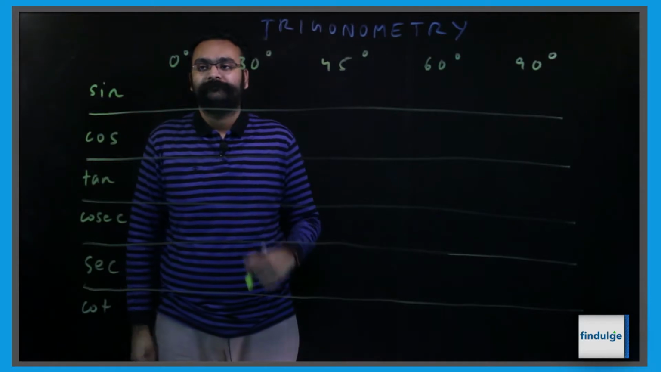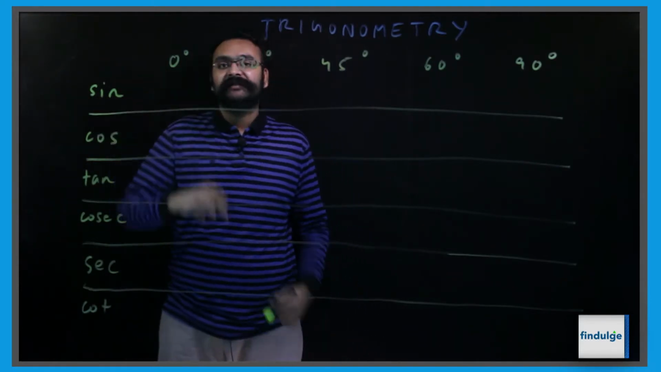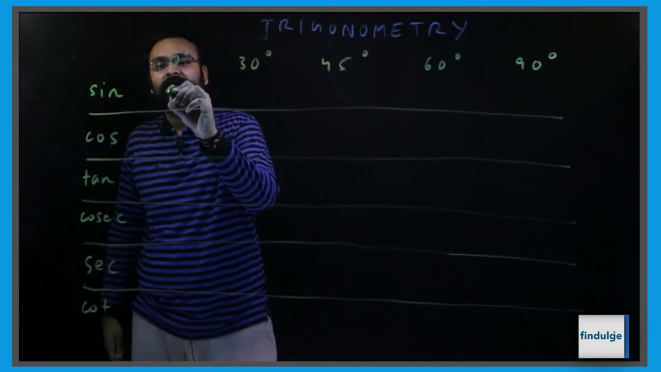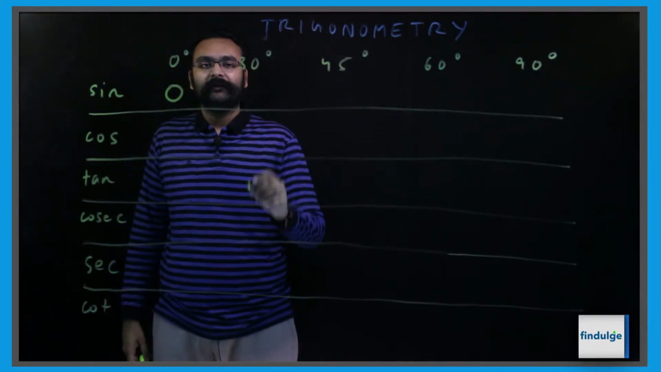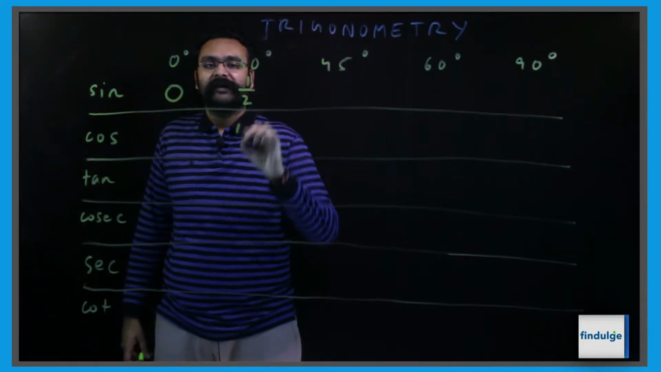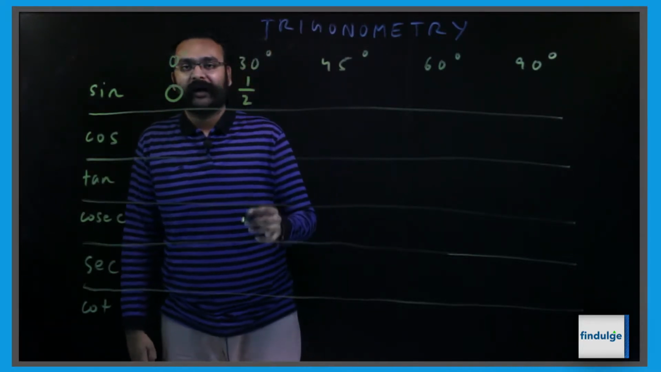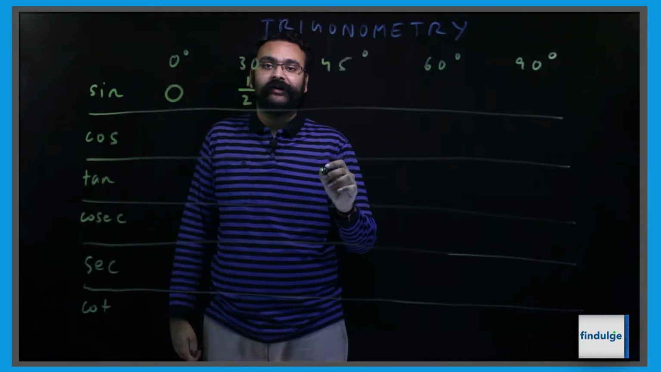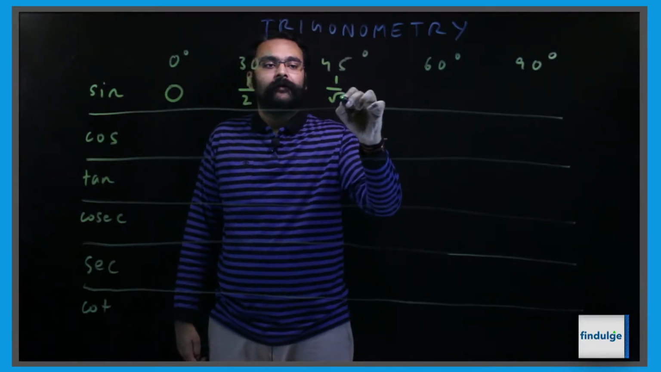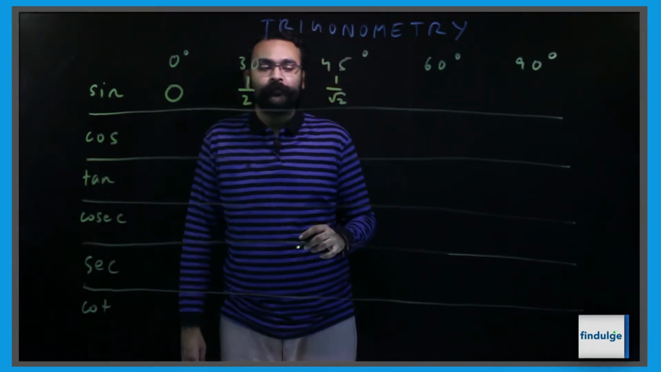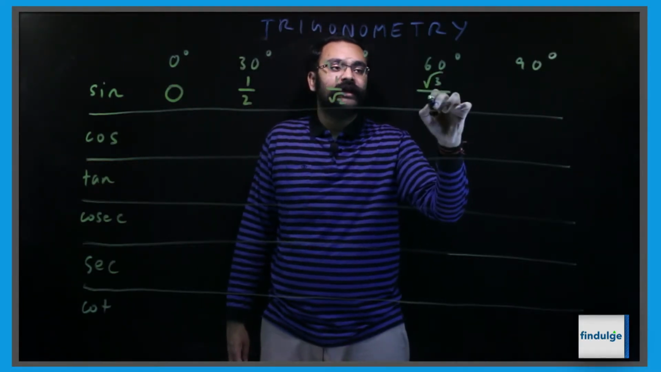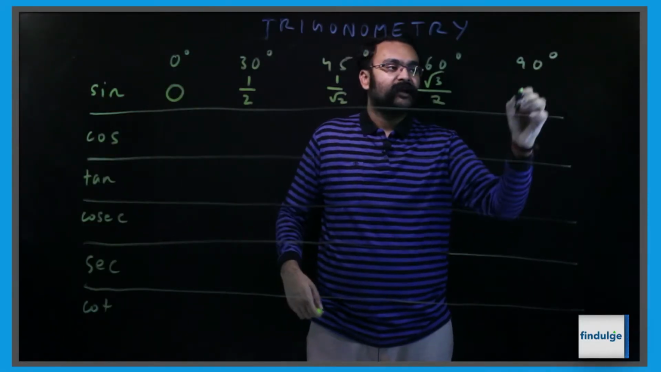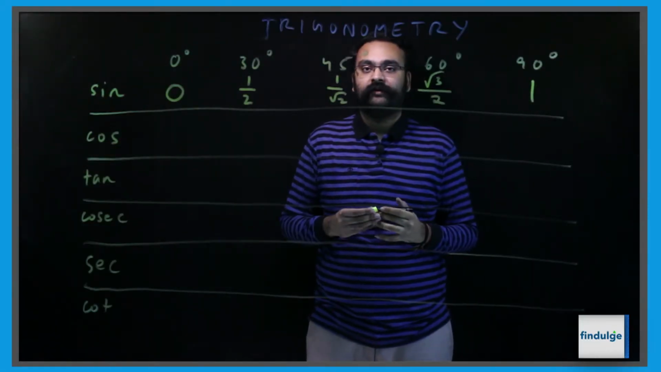So let's see how. Now sine 0 is equal to 0. Sine 30 is equal to 1 by 2 or half. Sine 45 is equal to 1 upon root 2. Sine 60 is equal to root 3 upon 2, and sine 90 is equal to 1.